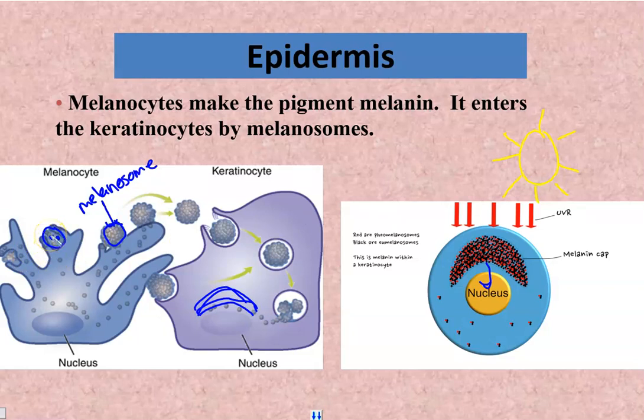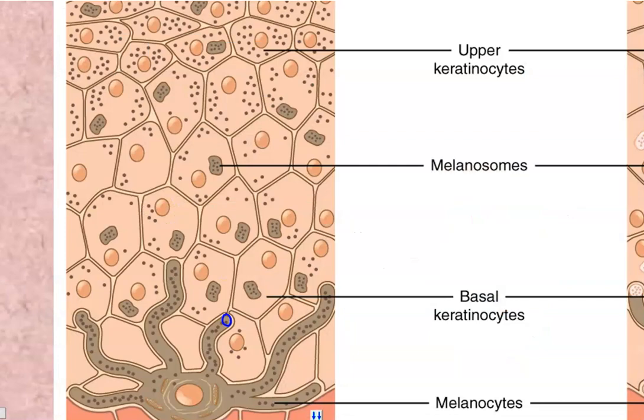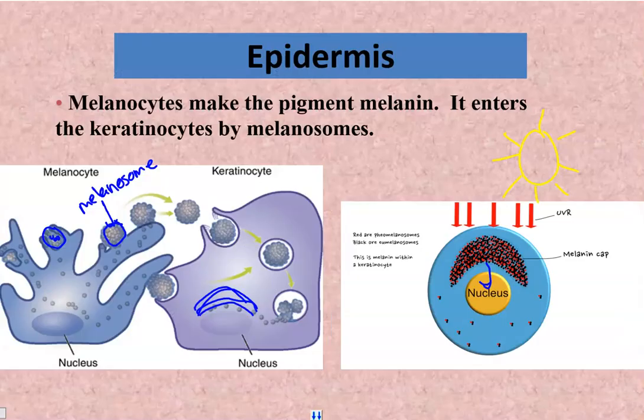It's a pretty cool little way that our body protects itself from that sunlight that we need, because we know our skin makes vitamin D for our body. So we need the sunlight, but we also need to protect our nucleus from the bad UV light. There are different types of UV, so the bad UV is what we want to protect ourselves from. So that is the melanocytes.